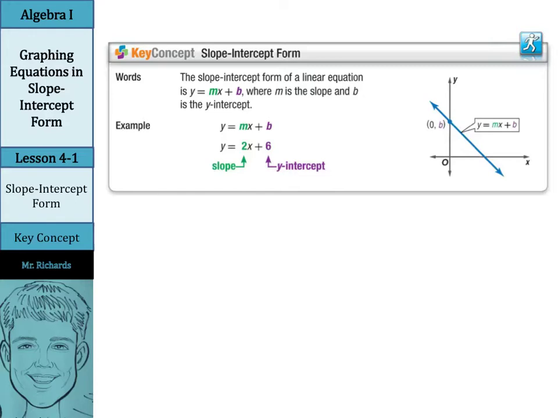The slope-intercept form of a linear equation is y equals mx plus b, where m is the slope and b is the y-intercept. The y-intercept on the graph is where it crosses the y-axis, and the b is the y-coordinate of that point, since the x-coordinate will always be 0. And then m is the slope of the line, sometimes positive, sometimes negative. And you can see in the table where 2 is the slope and 6 is the y-intercept.